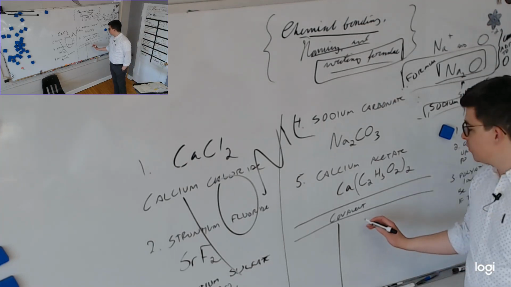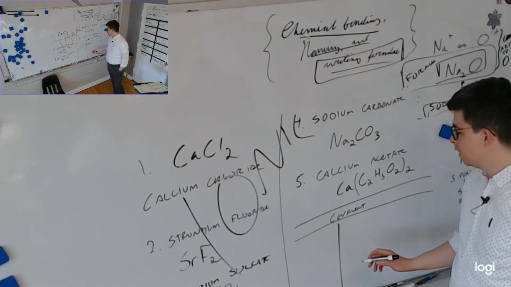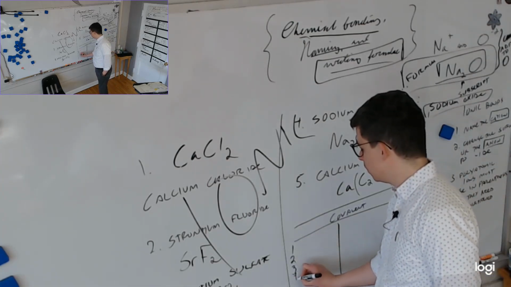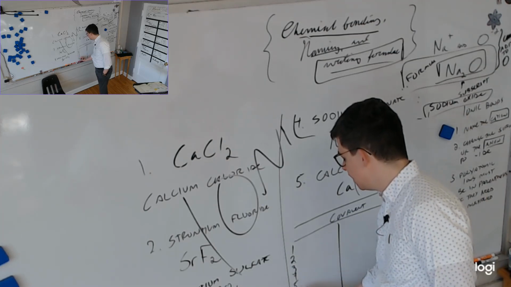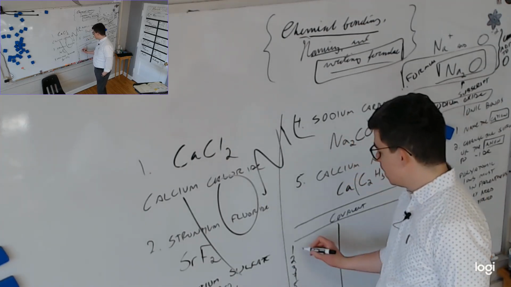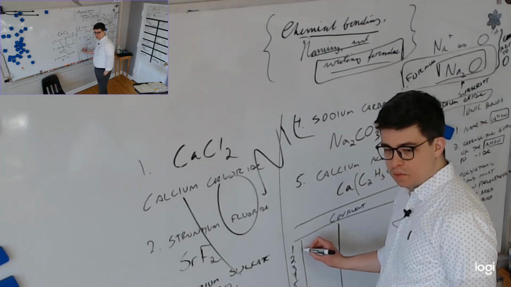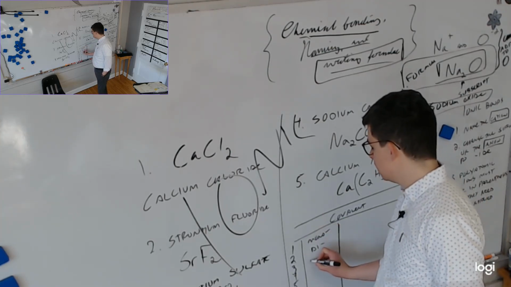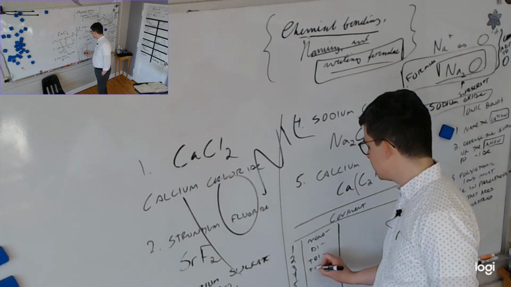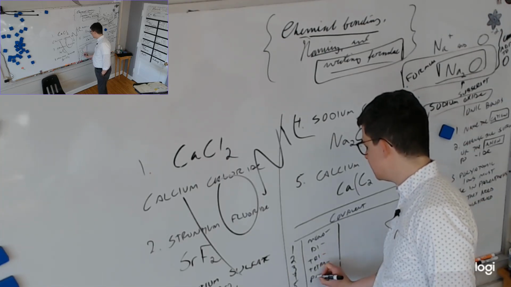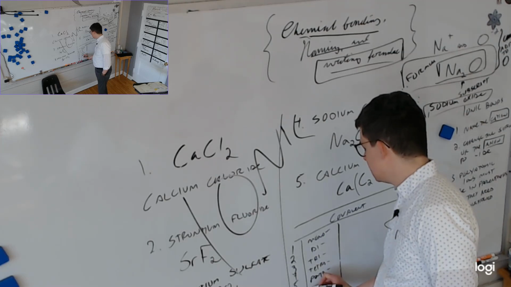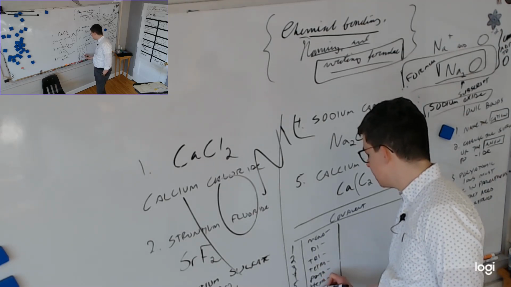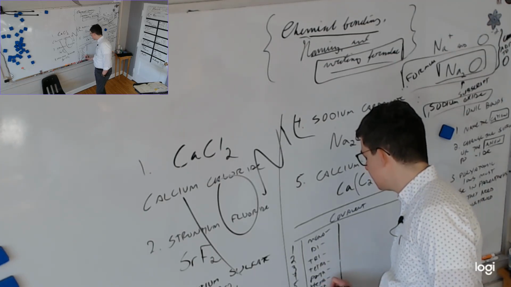Anyway, for covalent naming and formulas, there's a list. If 2, 3, 4, 5, 6, 7, 8, 9 on the bottom, however many there are, each one has its own little prefix. 1 is mono, 2 is di, 3 is tri, 4 is tetra, 5 is penta, 6 is hexa, 7 is hepta, 8 is octa, and 9 is nona.